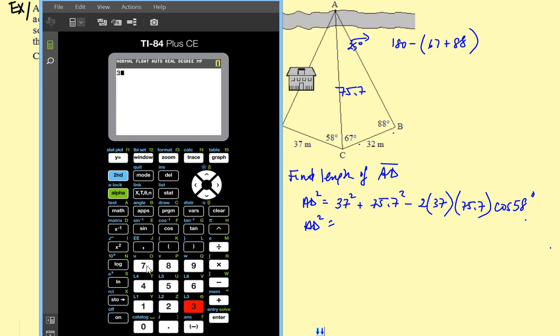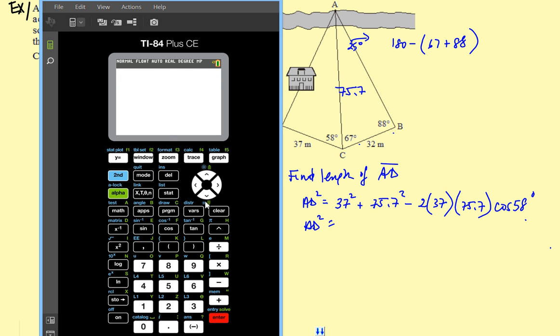I will do 37 squared plus 75.7 squared minus 2 times 37 times 75.7 times the cos of 58, enter, whoops.